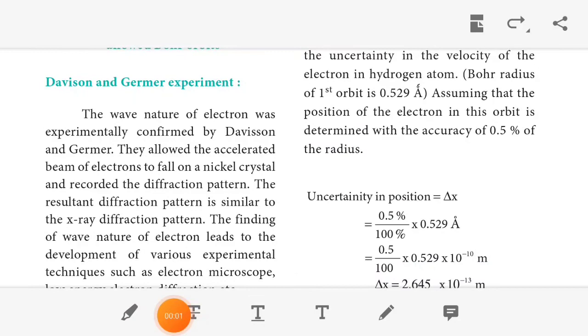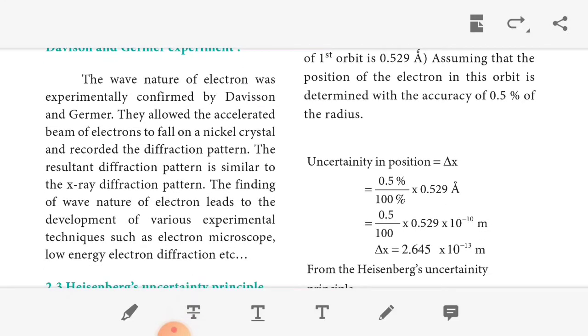The next question is the Davisson-Germer experiment. In this experiment, the wave nature of the electron was experimentally confirmed by Davisson and Germer in 1927. They allowed an accelerated beam of electrons to fall on a nickel crystal and recorded the diffraction pattern. The result was similar to the X-ray diffraction pattern. The finding of the wave nature of electrons led to the development of various experimental techniques such as the electron microscope, low energy electron diffraction, etc. This is the Davisson-Germer experiment.